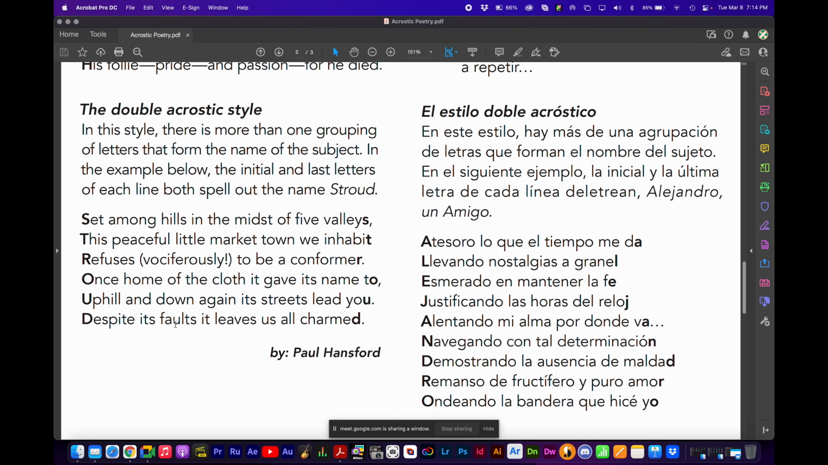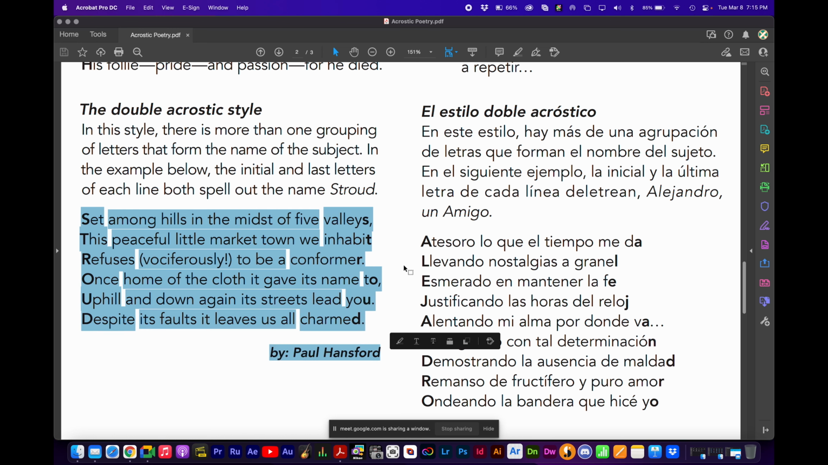In this style, there is more than one grouping of letters that form the name of the subject. In the example below, the initials and the last letter of each line both spell out the name Stroud. So can somebody read this one, please? Any takers? Come on, people, don't be shy. It's not like we're being recorded.